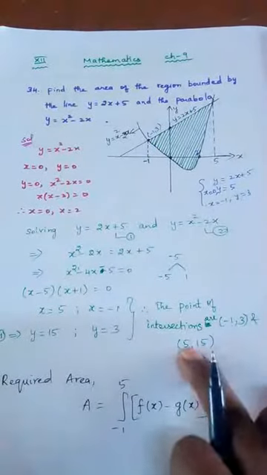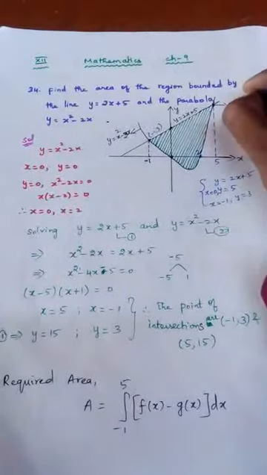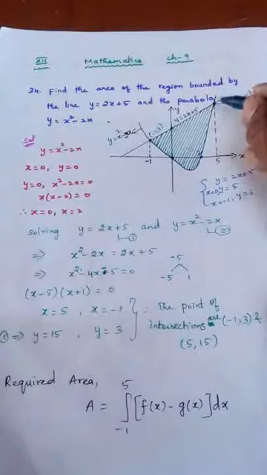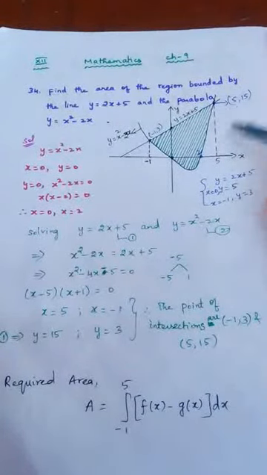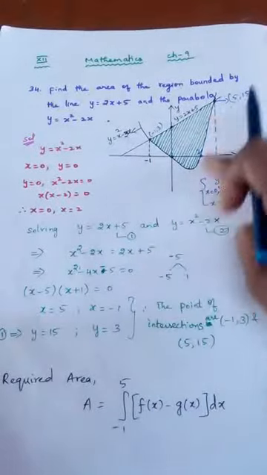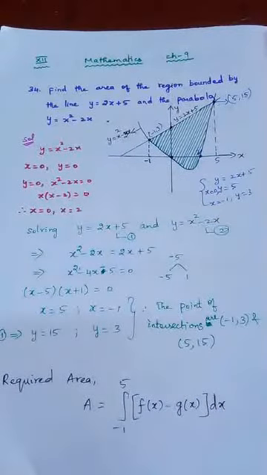And the other point of intersection is 5 comma 15. So this point should be 5 comma 15, right? What is 5? The x value. So if you draw a line to the x axis, definitely it will be 5. So now we know the limits of this diagram. The limit is from minus 1 to 5. Hope you would have understood.